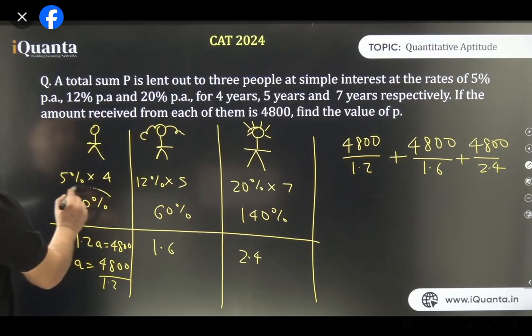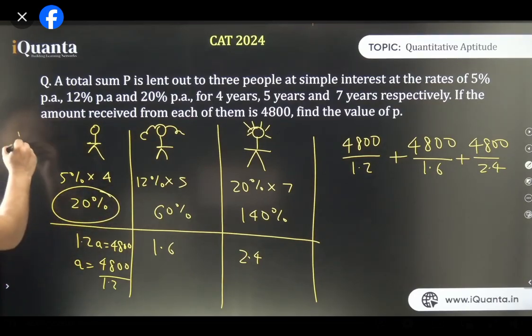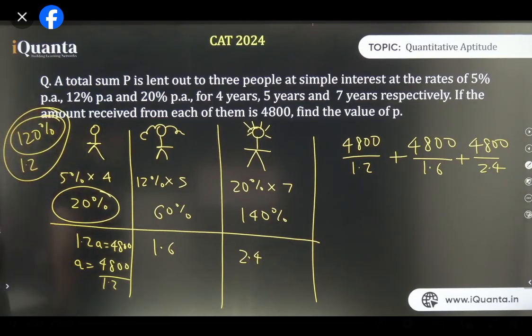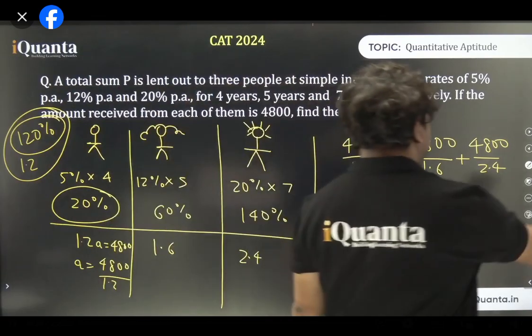If something has increased 20%, now it has become 120% of itself. What is 120%? 120 upon 100 is 1.2. You must have done this in the first class itself. Got it, everyone? Cool. Coming to the next question.